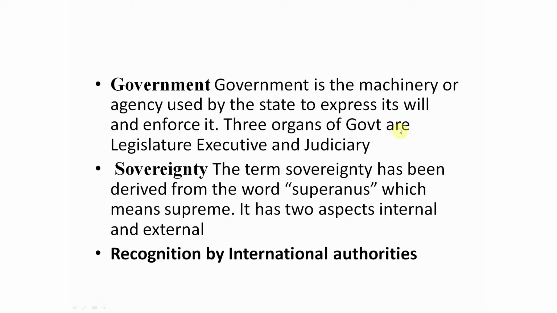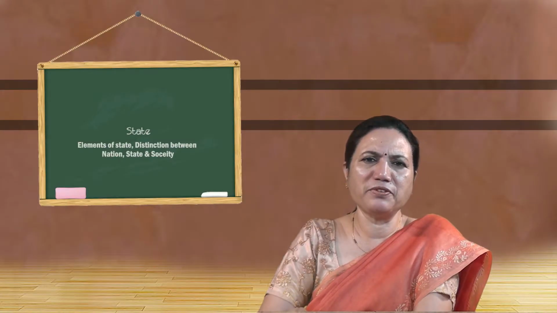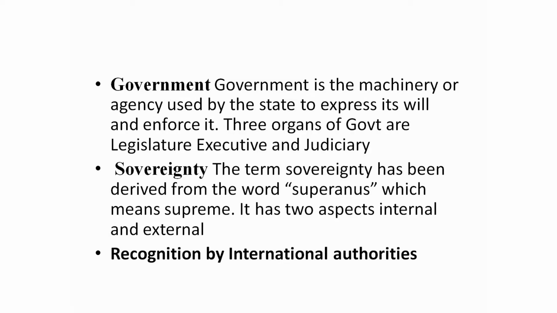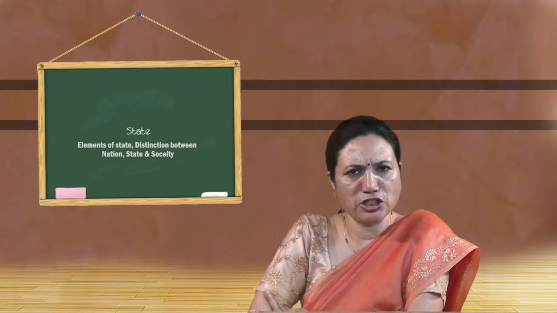Sovereignty is another element of state, where the term sovereignty has been derived from the word superaneus, which means supreme power, and it has two aspects, internal and external. And the other important element is recognition of state by the international authorities.